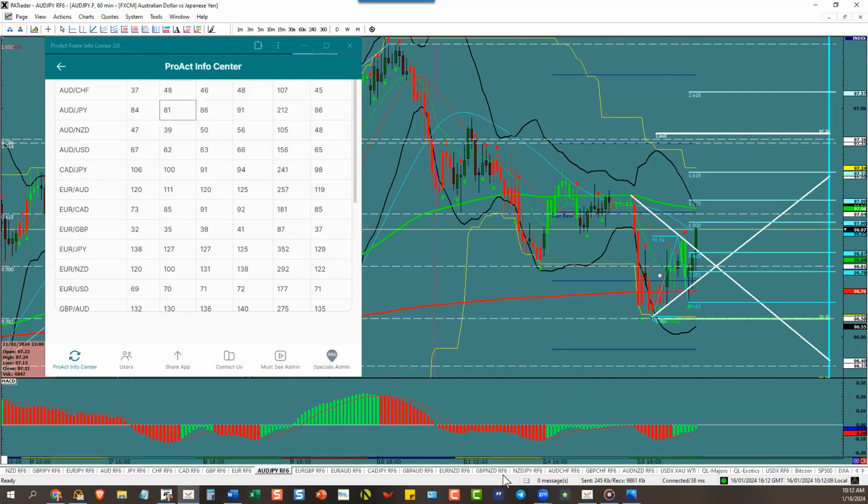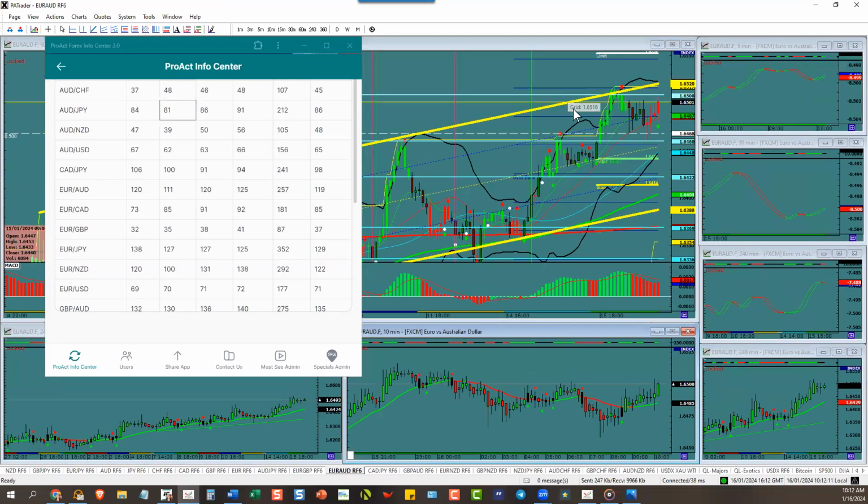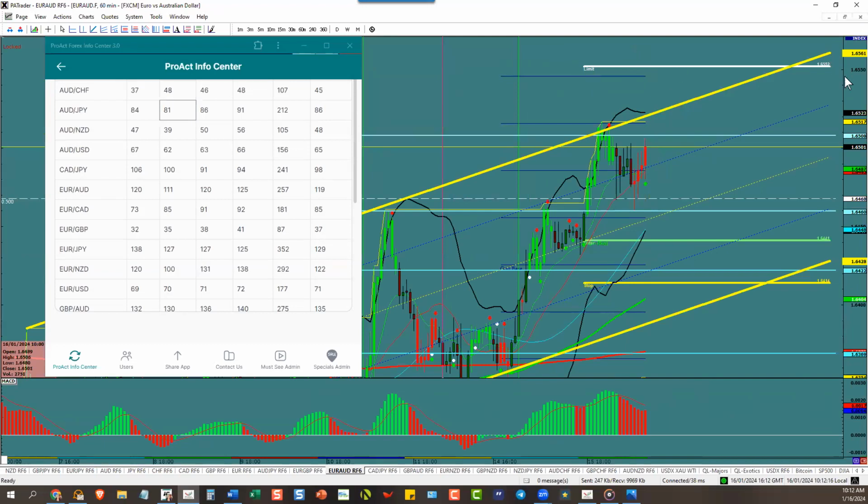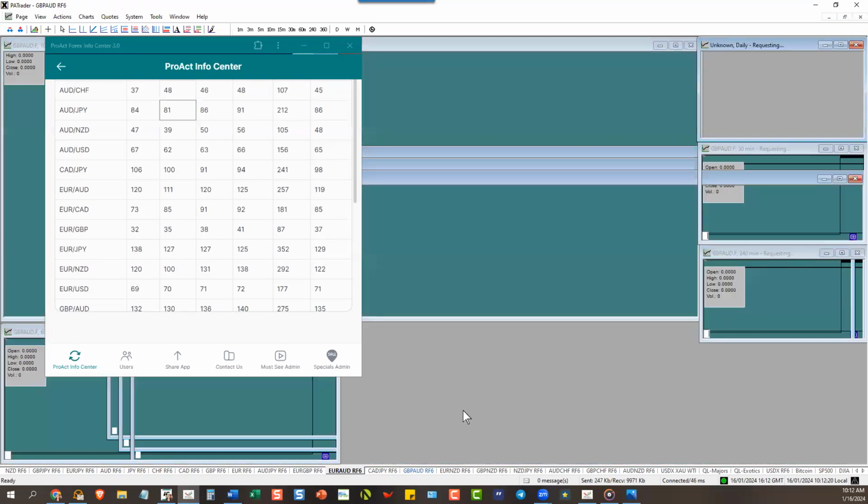And let's go to Euro Aussie. Euro Aussie. The target's up, but they've got no room up, so just walk away. The target's at 65.50. Don't trade it. You're in the top of a channel, walk away.